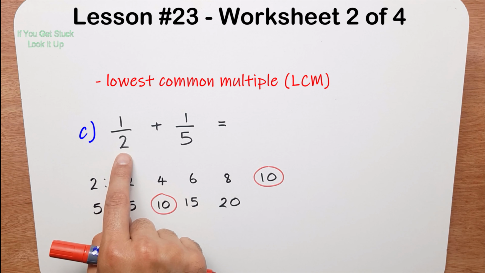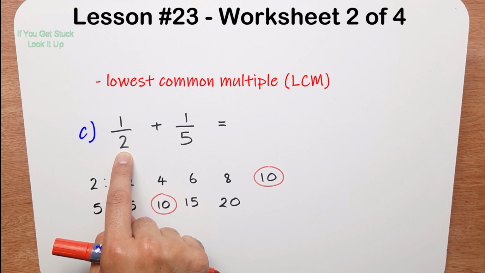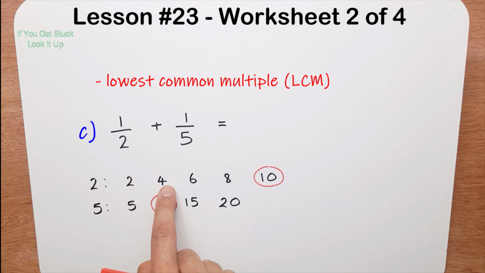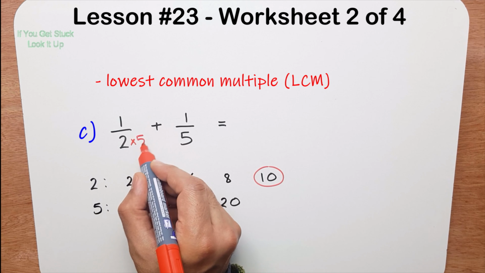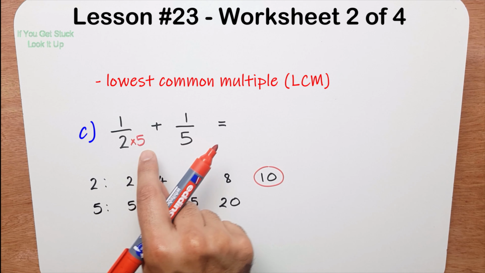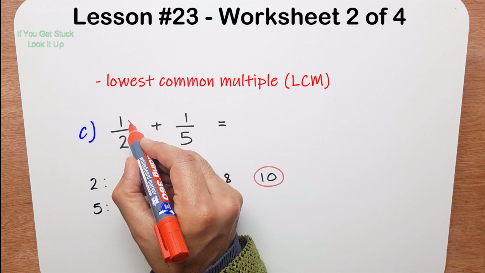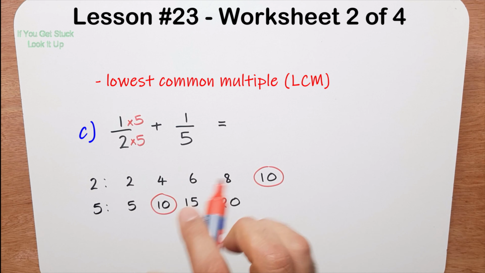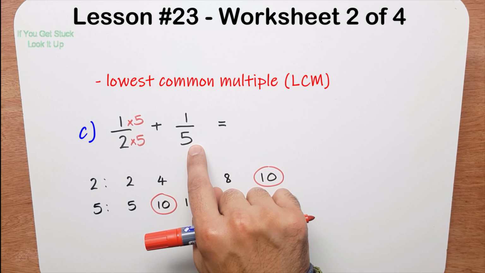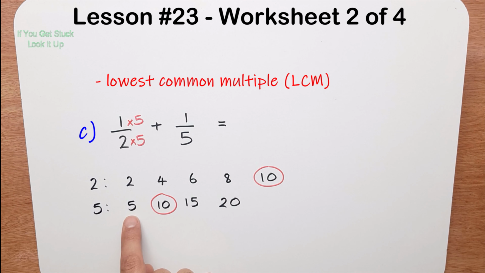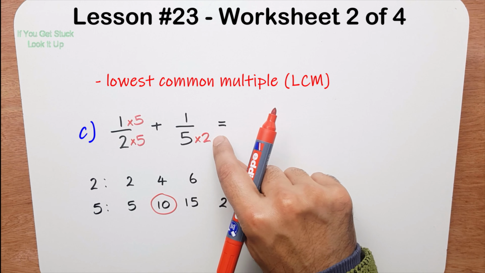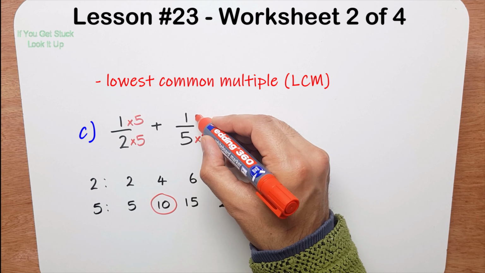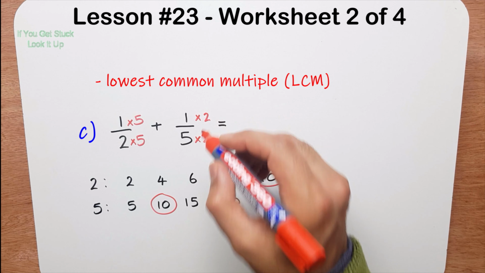Now I ask myself, how do I turn this 2 into a 10? 1, 2, 3, 4, 5. I can multiply the 2 by 5 to get 10. Whatever I do to the bottom number, I have to do to the top number. Now look at this 5. How do I turn that into a 10? I multiply it by 2 because 1, 2 is the second number along. So 5 times 2 is 10. Whatever I do to the bottom number, I have to do to the top number.